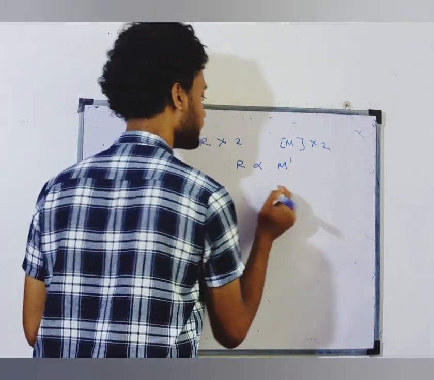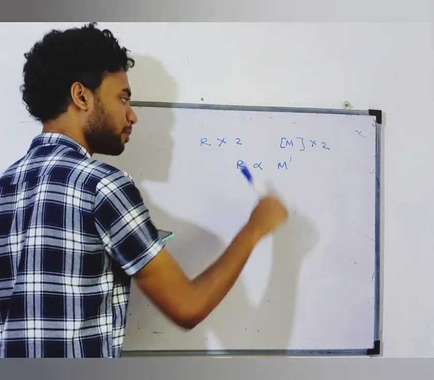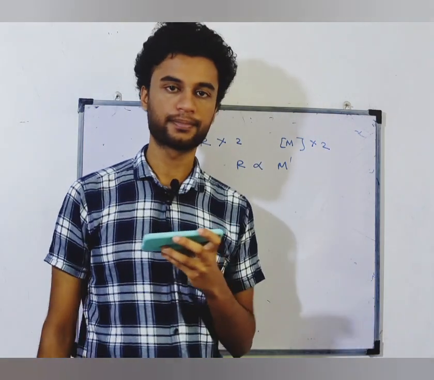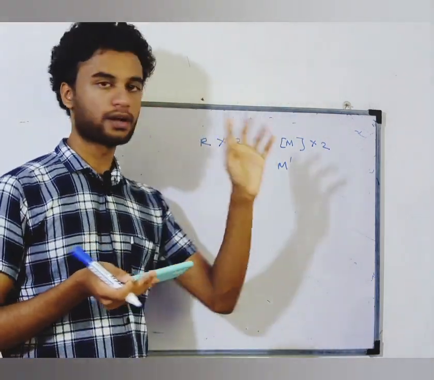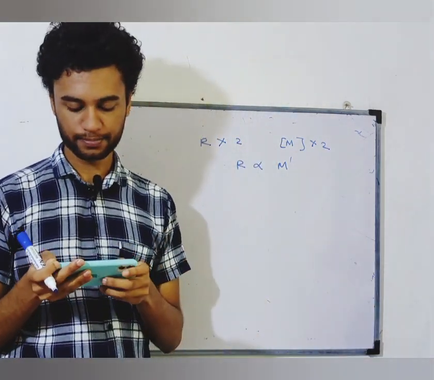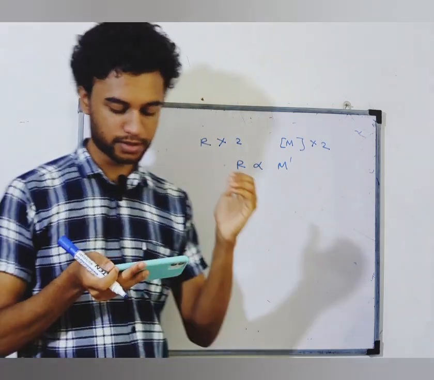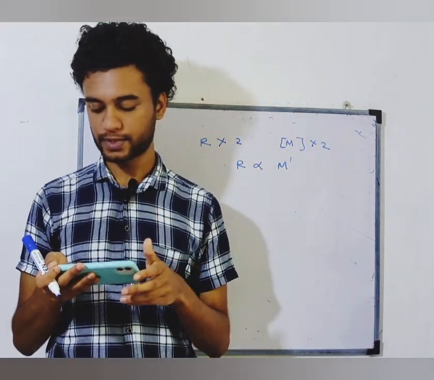Then M to the power 1. Then only the reaction's rate can be proportional to the concentration of M. So the order with respect to M is 1. A very important formulation, right? The rate of reaction doubled when the concentration of M was doubled.